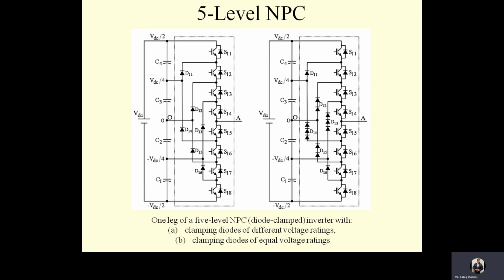Unlike the three-level NPC inverter, the diodes in the five-level configuration have to be rated for different voltages, which can be higher than the blocking voltage of the switching devices. The blocking voltage of each clamping diode depends on its position in the structure. And for the N-level inverter, the diodes per leg will see voltages like in the first figure.